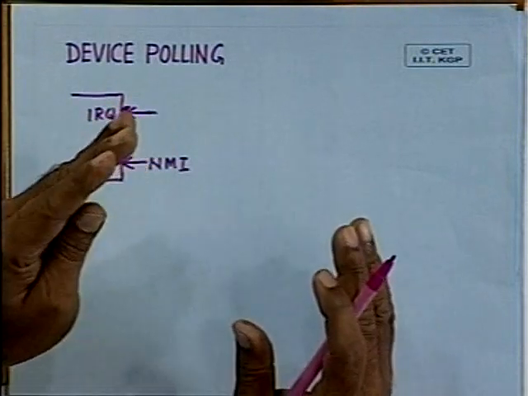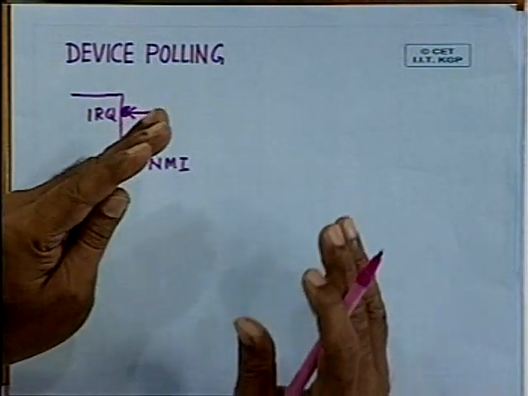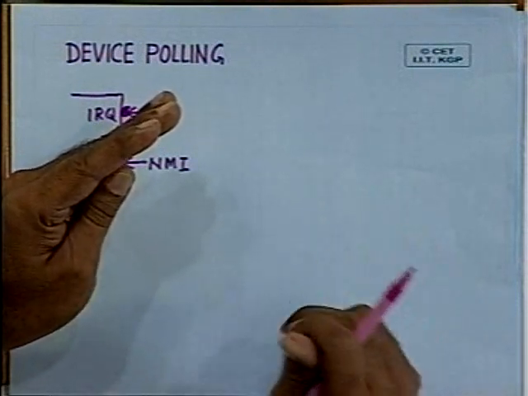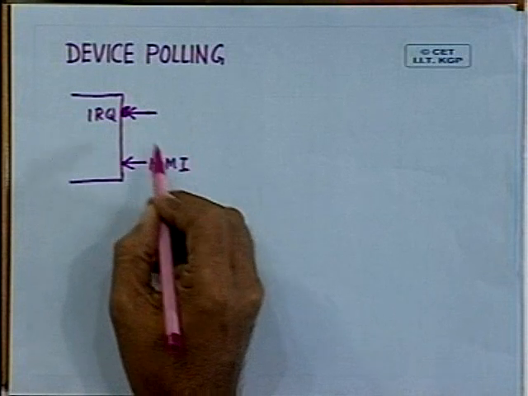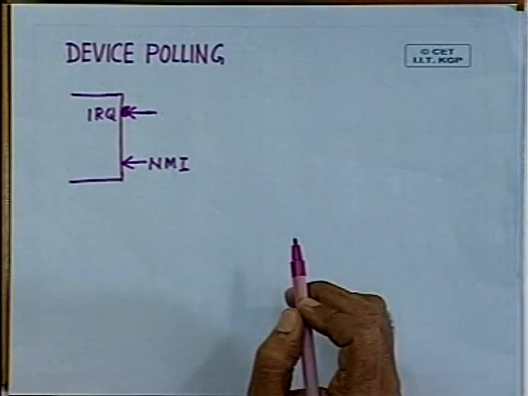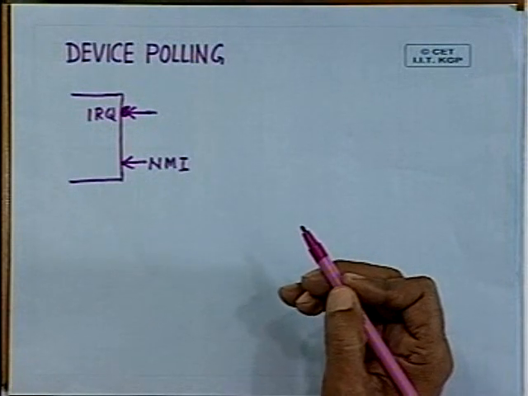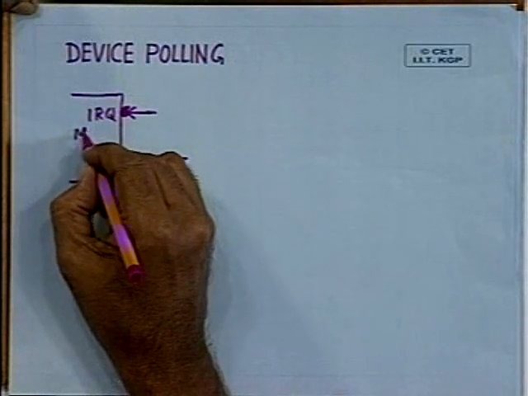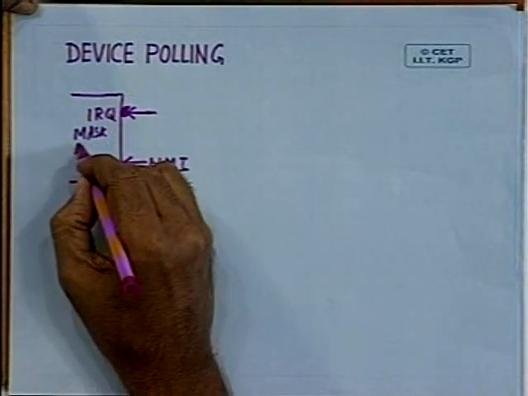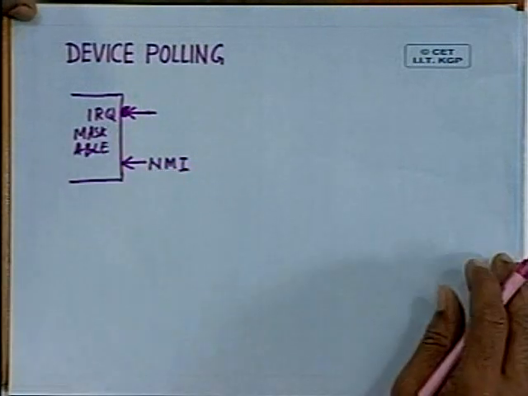Now, a particular microprocessor must have at least two interrupt lines. One is non-maskable interrupt, another is maskable interrupt. Normally, the non-maskable interrupt is used for special situations like power failure. Whenever power failure occurs, the non-maskable interrupt is used to sense that and to take suitable measure for power failure. However, the maskable interrupts are used for interrupt driven data transfer.